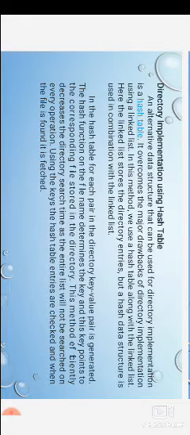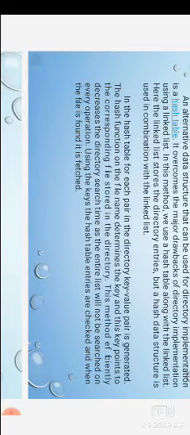Here, the linked list stores the directory entries, but a hash data structure is used in combination with the linked list. In the hash table, a key-value pair is generated for each entry in the directory. The hash function on the file name determines the key, and this key points to the corresponding file stored in the directory.